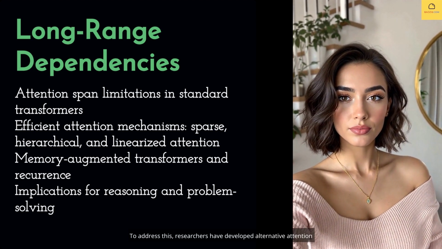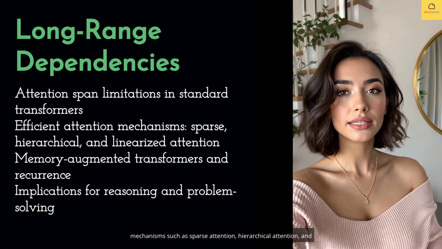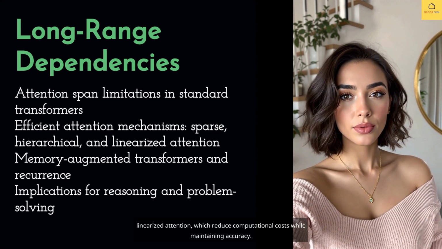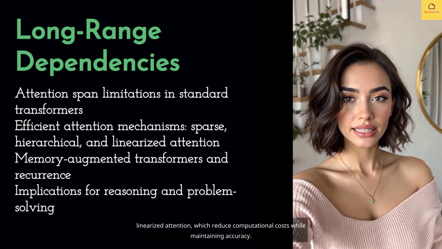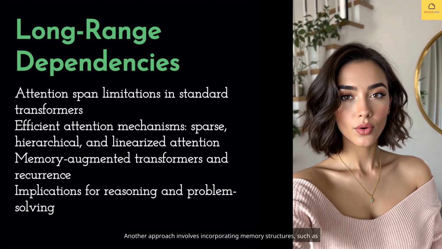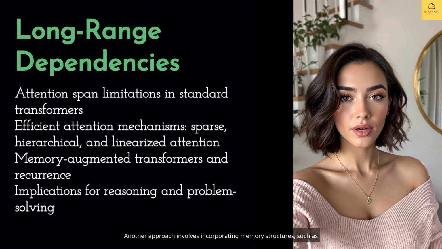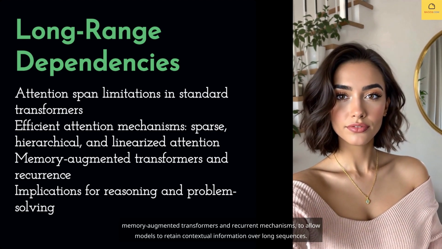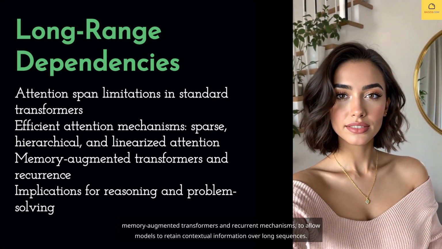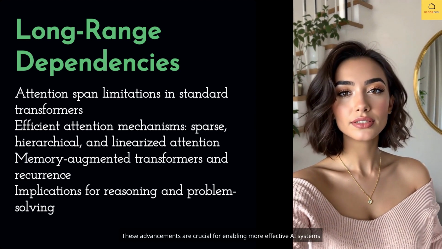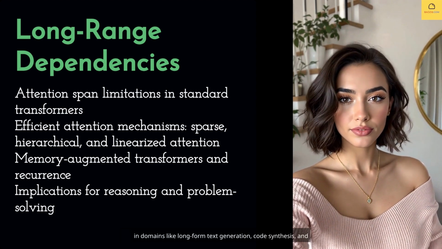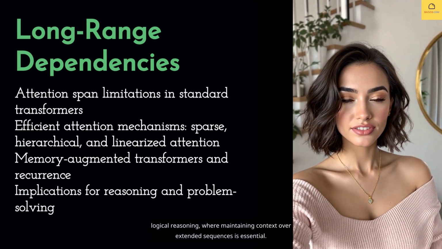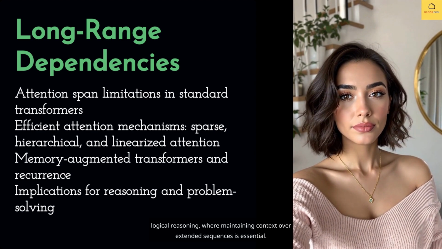To address this, researchers have developed alternative attention mechanisms such as sparse attention, hierarchical attention, and linearized attention, which reduce computational costs while maintaining accuracy. Another approach involves incorporating memory structures, such as memory-augmented transformers and recurrent mechanisms, to allow models to retain contextual information over long sequences. These advancements are crucial for enabling more effective AI systems in domains like long-form text generation, code synthesis, and logical reasoning, where maintaining context over extended sequences is essential.